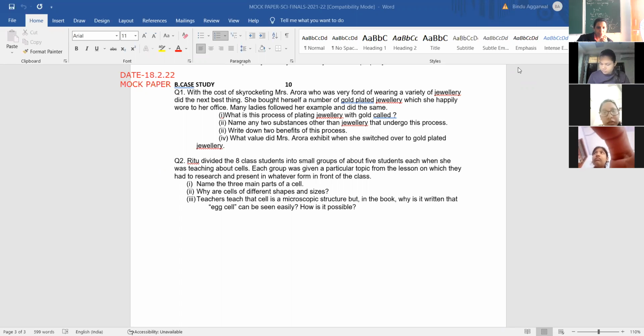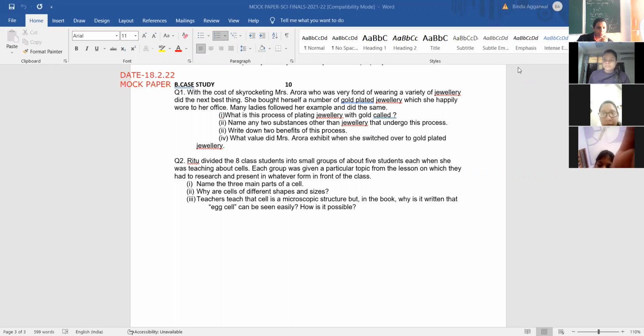Teachers teach that a cell is a microscopic structure, but in the book, why is it written that an egg cell can be seen easily? How can it be possible? Okay, children, egg cells are microscopic structures, but one of the cells is like an ostrich egg, which is quite big in size. That can be seen. So there is a variation in the cells. Cells are exactly microscopic, they can be seen only with the help of a microscope.